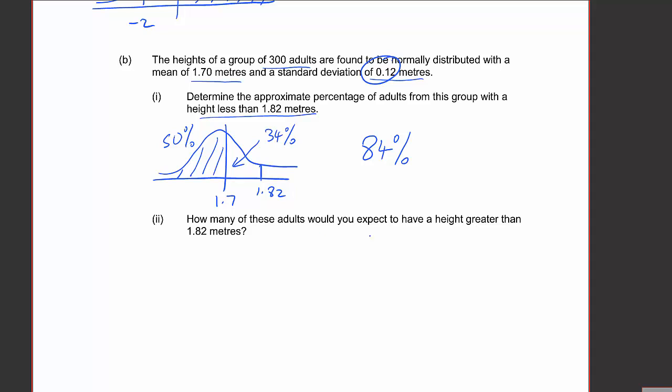How many of the adults would you expect to have a height greater than 1.82 meters? So a height greater than must be 16% if less than was 84%. So we want 16% of the 300 adults. Well, if we think about it, 16% of 100 is equal to 16. So 16% of 300 would be 3 times 16, giving us 48.